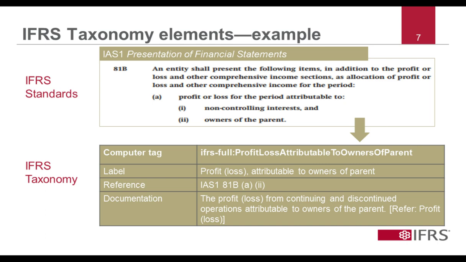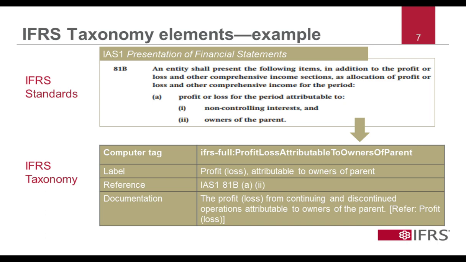Going now to our next slide, this presents an example of an IFRS Taxonomy element, and this shows us the process by which information regarding disclosure in an IFRS standard is incorporated into the taxonomy. This is a disclosure requirement from IAS 1. The requirement requires an entity to present information about the profit or loss attributable to owners of the parent. Consequently, an element was created in the IFRS Taxonomy with this label.